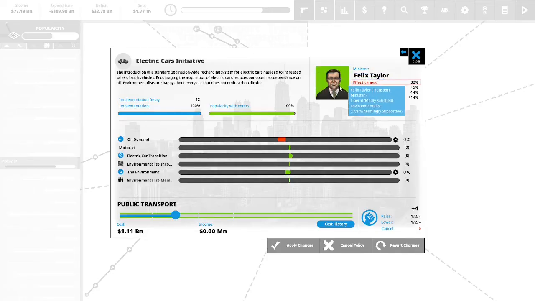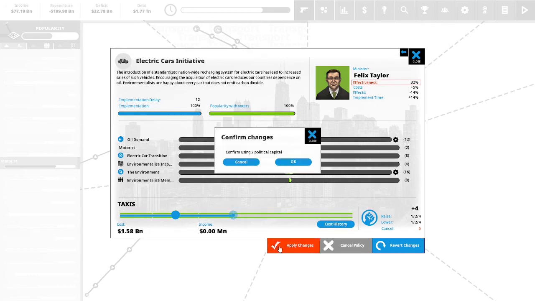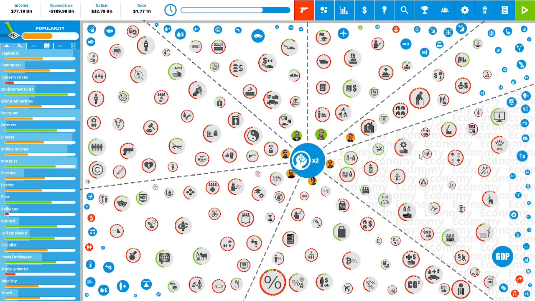Electric car initiative. The introduction of a standardized nationwide recharging system for electric cars has led to the increased sales of such vehicles. Encouraging the acquisition of electric cars reduces our country's dependency on oil. Environmentalists are happy about every car that does not emit carbon dioxide. Right now, our public transport is electric. Let us use 2 political capital to transition taxis into being electric. Let us apply the changes. We have 2 political capital remaining.